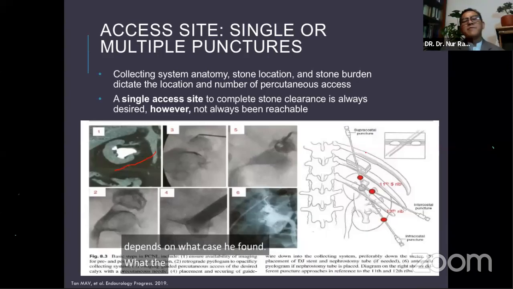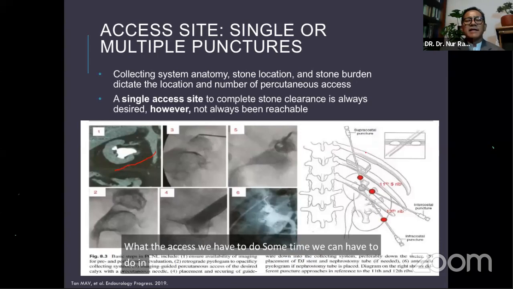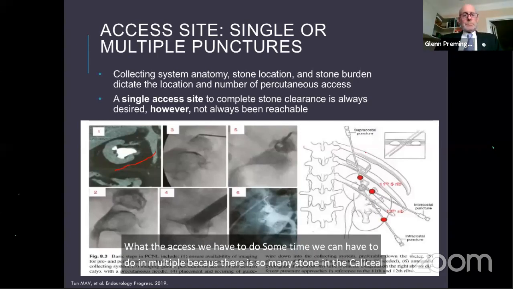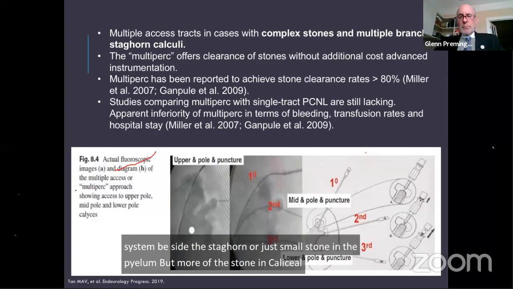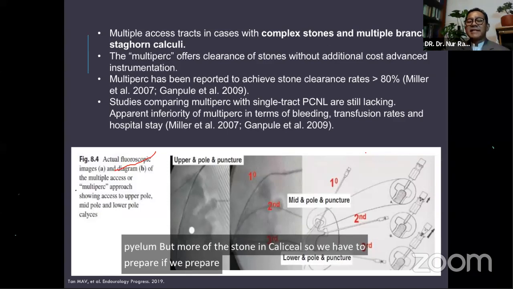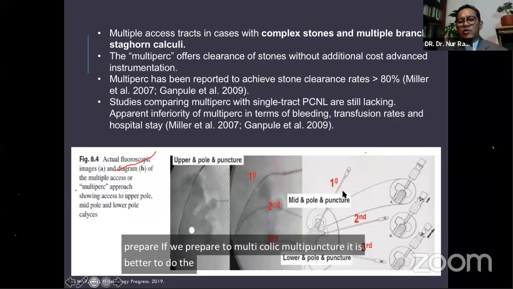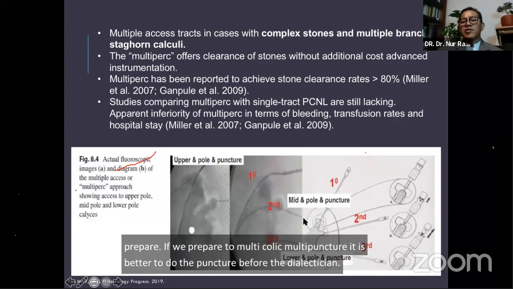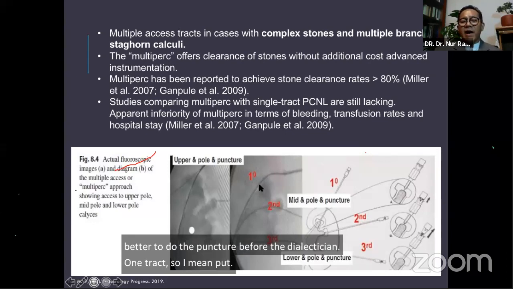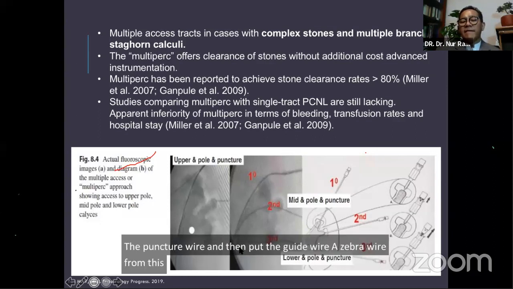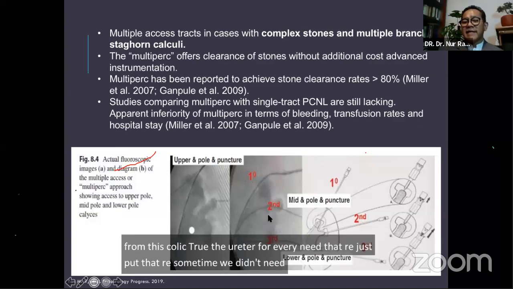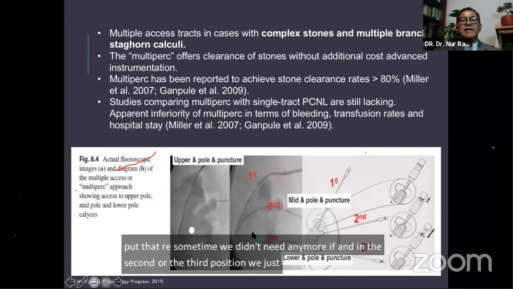What access do we have to do? Sometimes we have to do multiple, because there are many stones in the calyceal system besides the staghorn, or just a small stone in the pelvis but more stones in the calyces. So we have to prepare. If we prepare for multi-puncture, it is better to do the punctures before the dilatation of one track. I mean, put the puncture wire and then the guide wire, a zebra wire, from this calyx through the ureter. If we need three, just put three. Sometimes we don't need them anymore, even in the second or third position, and we just take out the guide wire.